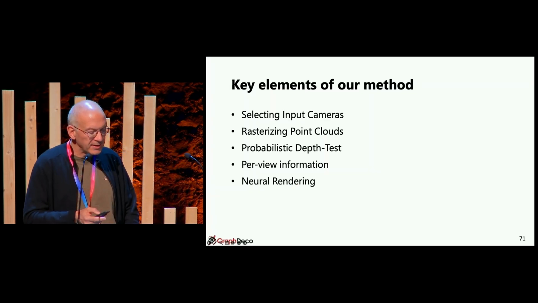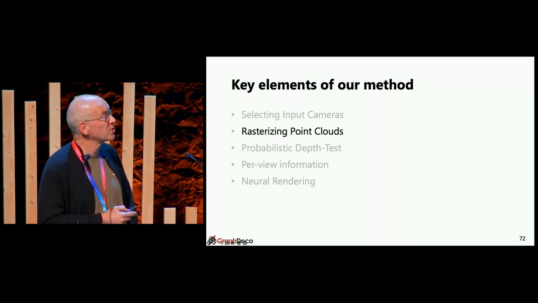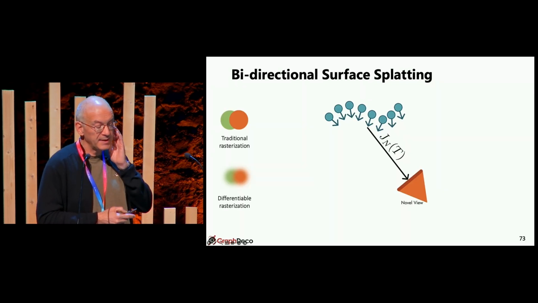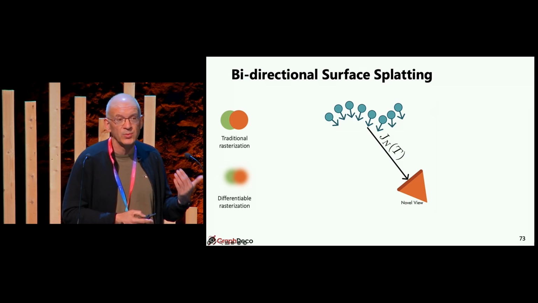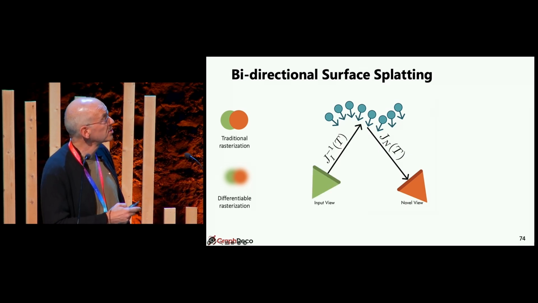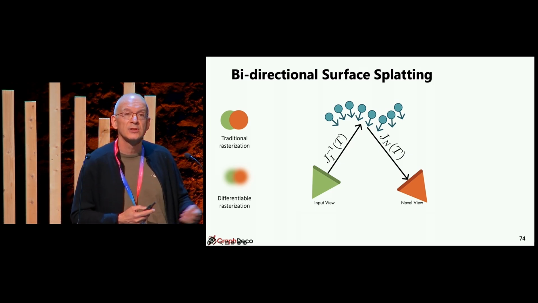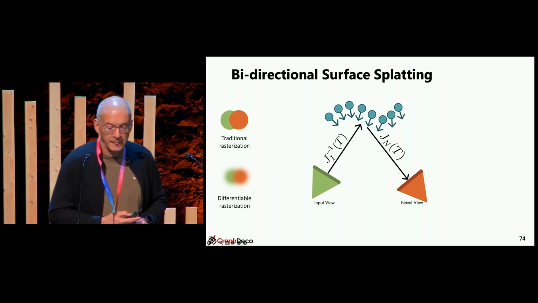The method had various elements. I won't insist on most of them. One of the aspects was rasterizing point clouds, and this is the major change that we had to make with respect to the work on differentiable surface splatting. We had to add the additional direction of the input view to 3D and then to the novel view, which adds an additional Jacobian in the computation.